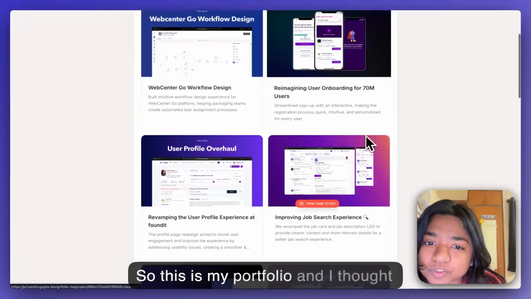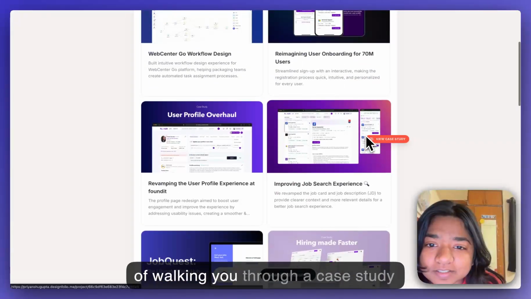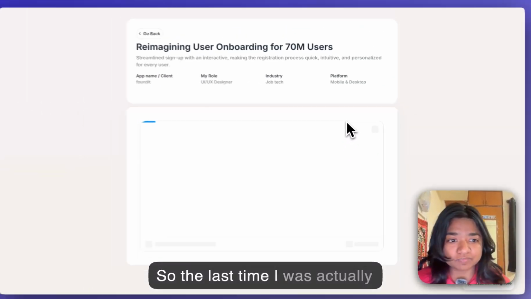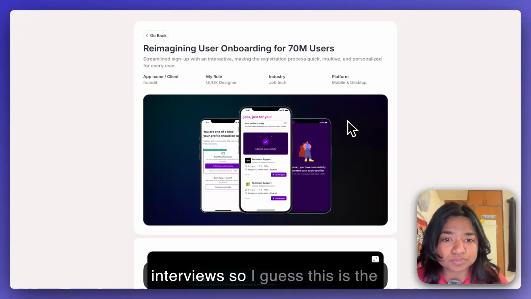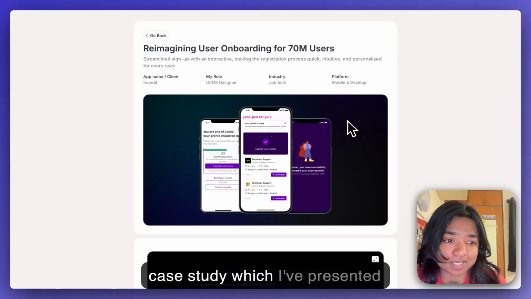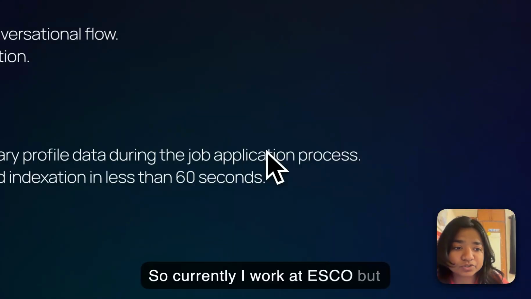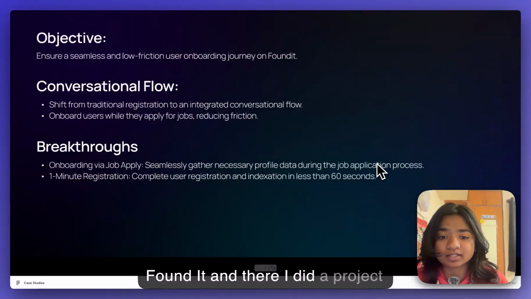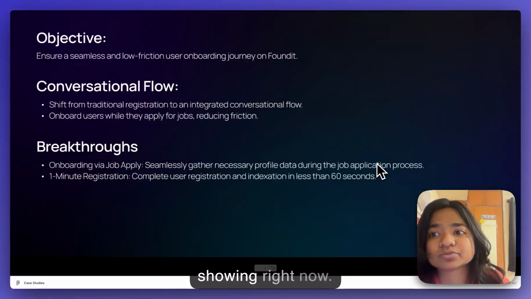So, this is my portfolio, and I thought of walking you through a case study which I did. The last time I was finding a job, I did a lot of interviews, so I guess this is the case study which I've presented everywhere. Currently I work at ESCO, but previous to this I was working at Founded, and there I did a project, and that is what I'm showing right now.